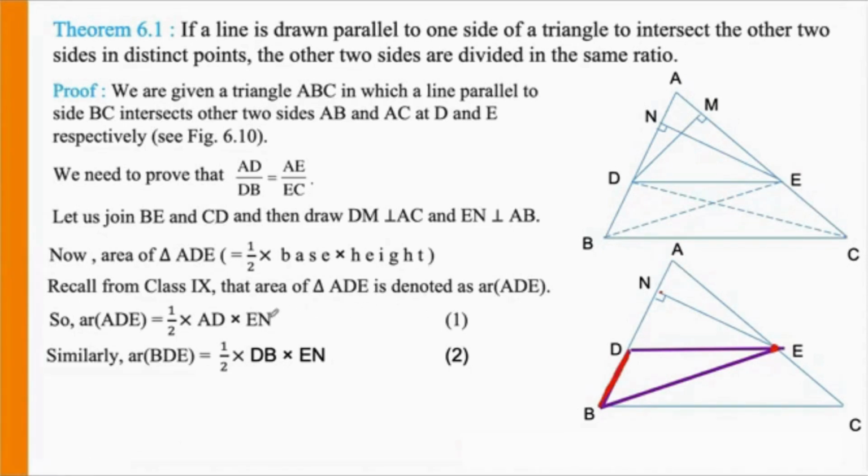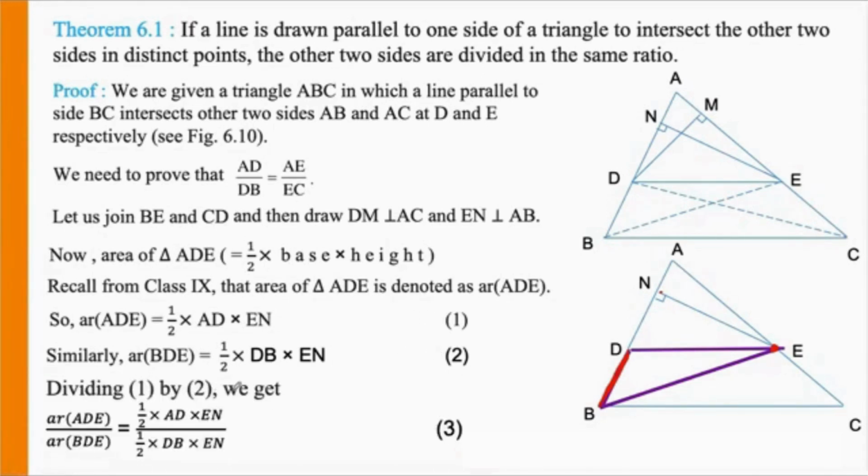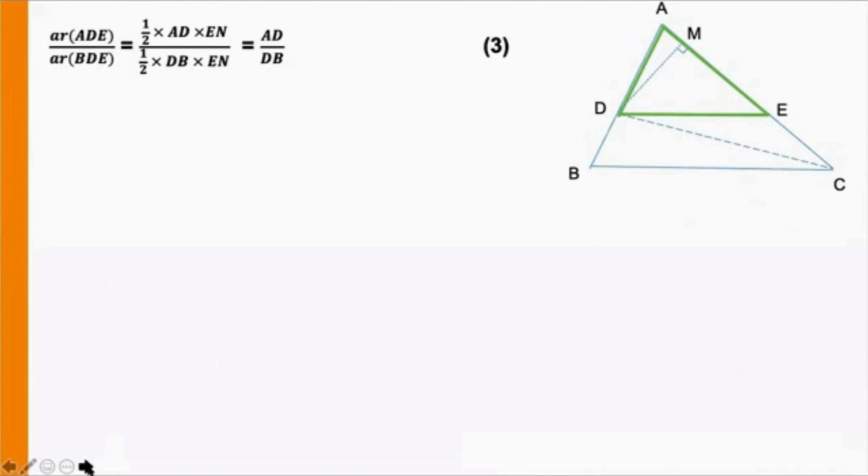Now we have two results, result 1 and result 2. Dividing 1 by 2, the heights cancel out and the half and half also cancel out, and we are left with AD upon DB, which is our result 3. So area of ADE upon area of BDE is equal to AD upon DB.